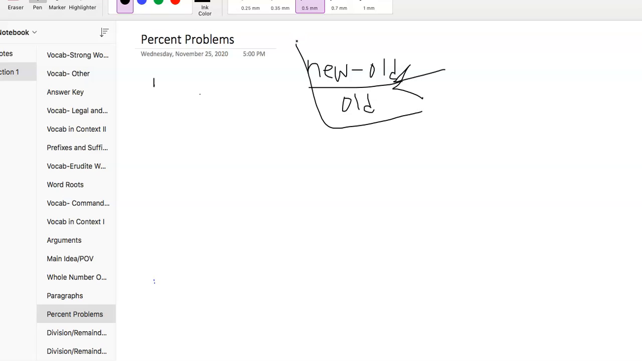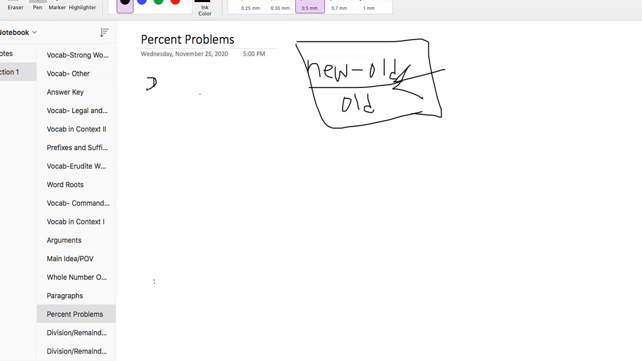New minus old divided by old. That means there's this new price, which is usually the sale price, minus what it used to cost, divided by what it used to cost. So let's do an example. Plane ticket originally cost $400, so that's the old price, and now is on sale for $300. What is the percent discount?